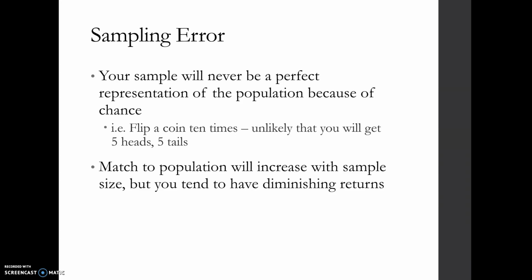So researchers will use all kinds of methods to increase the accuracy of sampling. They try to match to the population, increase the sample size, and you can have smaller sampling error, but this process will take longer. You'll have smaller return rates and it'll be more time consuming and resource intensive.